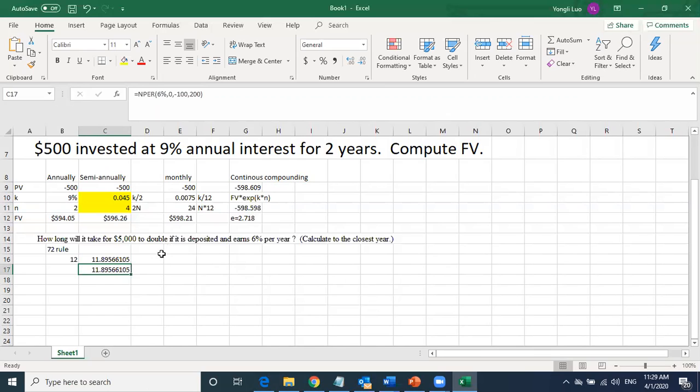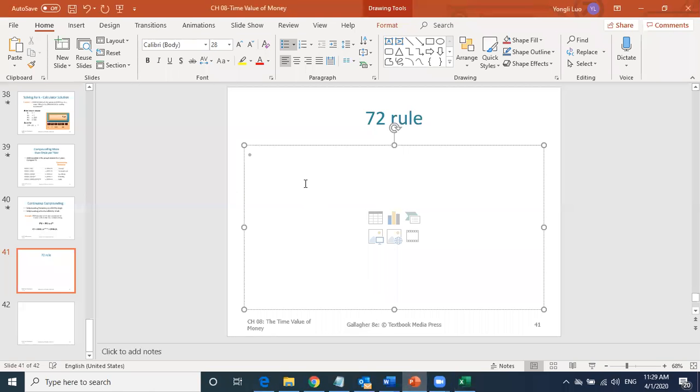So when the question asks how long it takes to double your money, you're going to use the NPER function. So using 72 divided by 6, that's the 72 rule, and also you can use the NPER function. Today we learned the rate function, and you also need to know how to calculate with the NPER function, right?